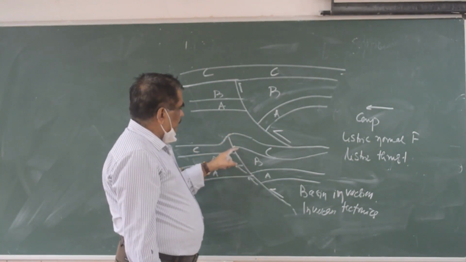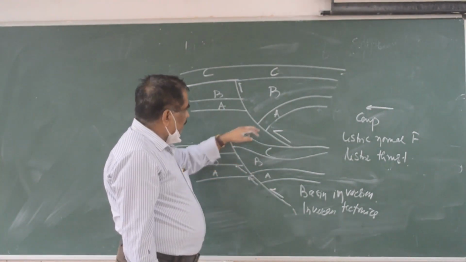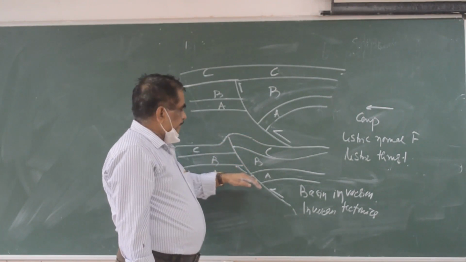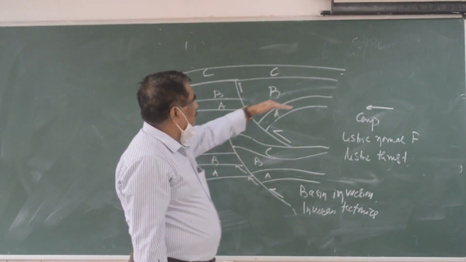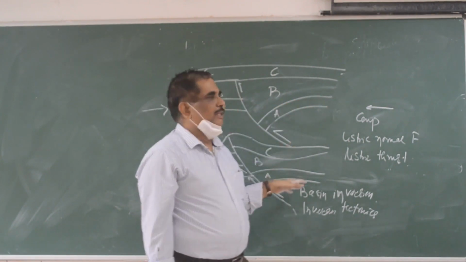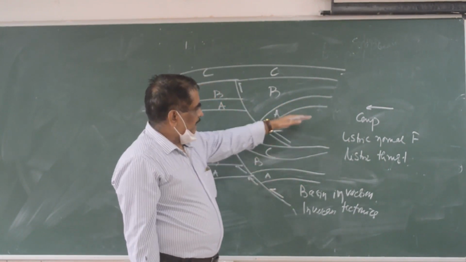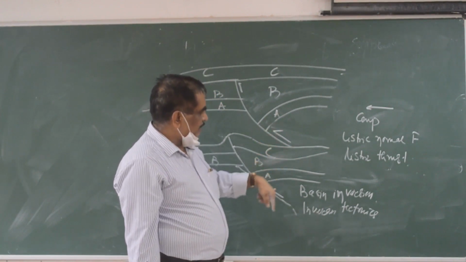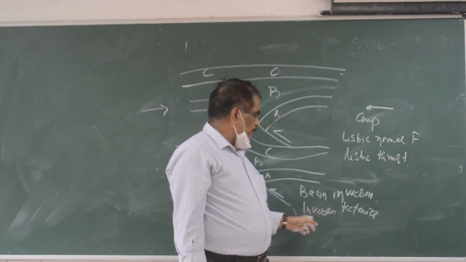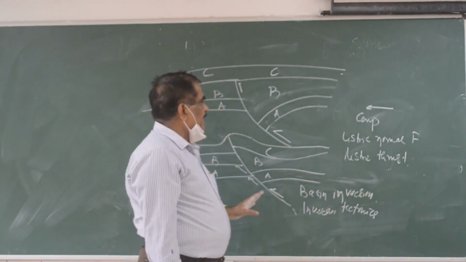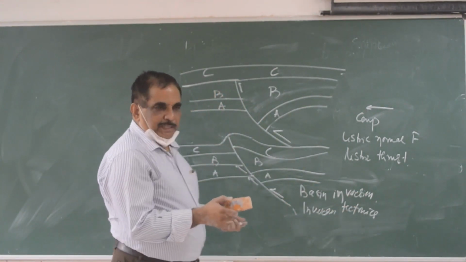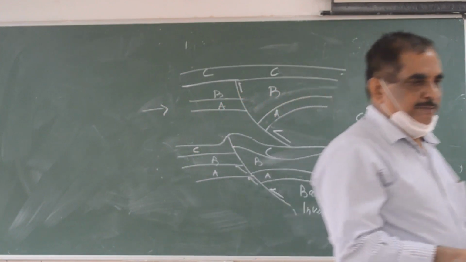Then B bed will go up, A bed will go up. So the normal fault will be converted to a reverse fault or a thrust. This happens from an extensional setting to a compressional setting. This sort of inversion is called tectonic inversion, inversion tectonics, or basin inversion. Now let us see different features of basin inversion.